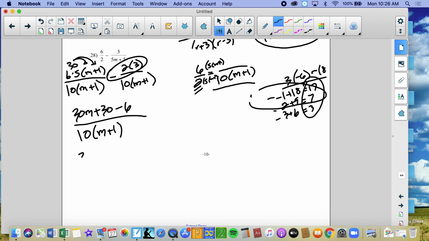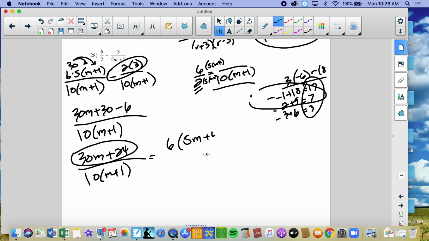Let's simplify. We get 30m plus 24 over 10 times the quantity m plus 1. Remember, let's try to factor. This is only 2 terms. Let's look first for a common factor. Yeah, there's a common factor there. So what can we take out? We can take out a 6. If we take out a 6, we get 5m plus 4 over 10 times the quantity m plus 1.